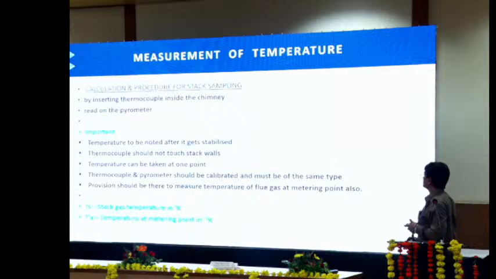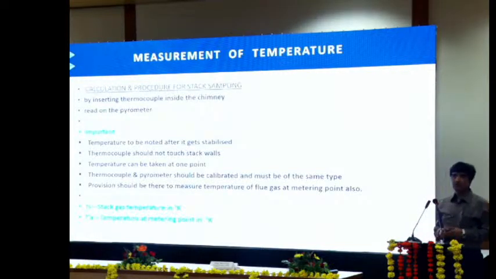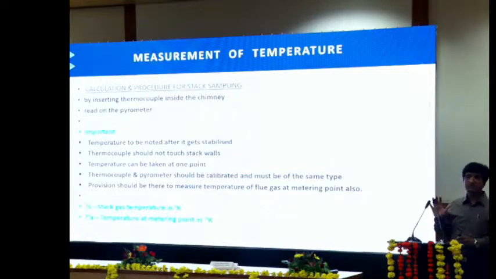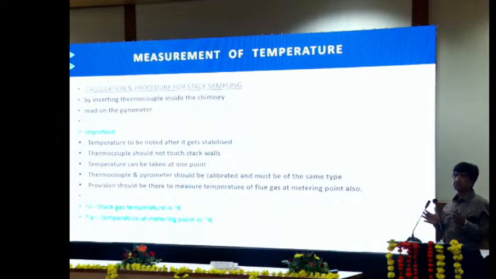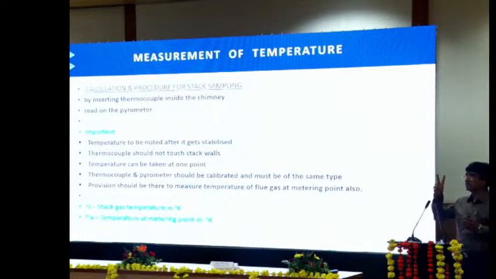Thermocouple and pyrometer should be calibrated and must be of the same type. How many different types of thermocouple are there? Anybody? I think most of you are from the field area. We use type K. Any other types in the market? R type, J, PT. So various types are available. Keep in mind that whenever you are using a system, both of them should be calibrated and must be of the same type.